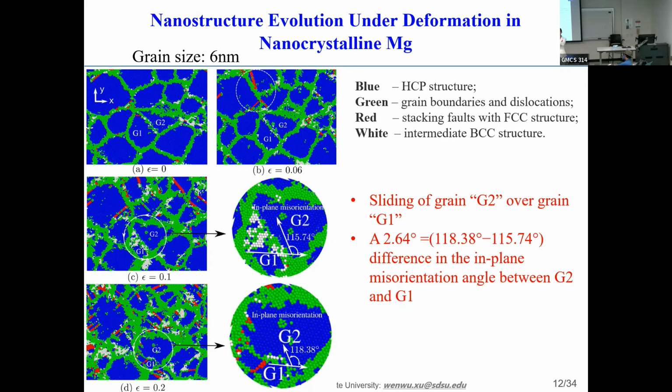It's kind of sliding in the direction that is perpendicular to the grain. And then we also noticed some relative orientation change of those 2 grains during the deformation. Specifically in this case, it is approximately 2.64 degrees. And this is also reasonable compared to what experimental studies reported, a couple of degrees during the deformation.